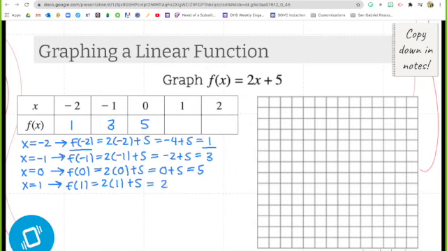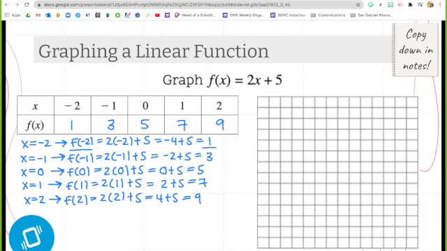That equals 2 plus 5, and that's just 7. So whenever x is equal to 1, I get the output 7. And the last one is x equals 2. In this case, f of 2 is equal to 2 times 2 plus 5. That's 4 plus 5, and that equals 9. So whenever x is equal to 2, I get 9 as my output.